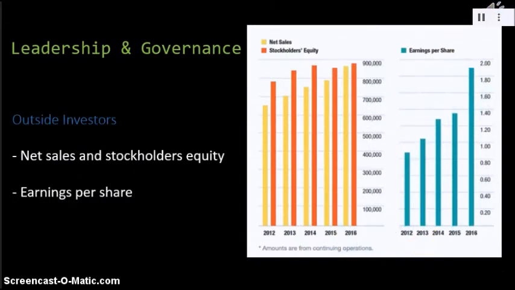The graph shows dividends per share from 2010 to 2015. Outside investors: the following graphs show the net sales and stockholders' equity as well as the earnings per share taken directly off the Simpson Manufacturing website. Net sales is in yellow, stockholder equity in orange, earnings per share in blue from 2012 to 2016. It shows that the equity has always been above the net sales, but not by much. And as the years progress, earnings per share continue to rise.